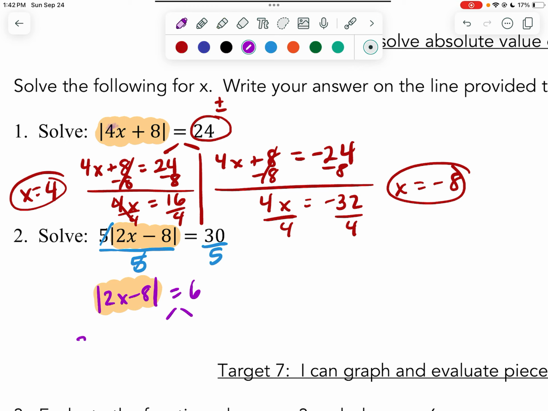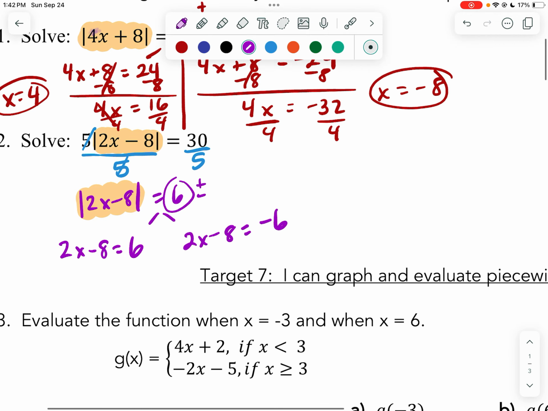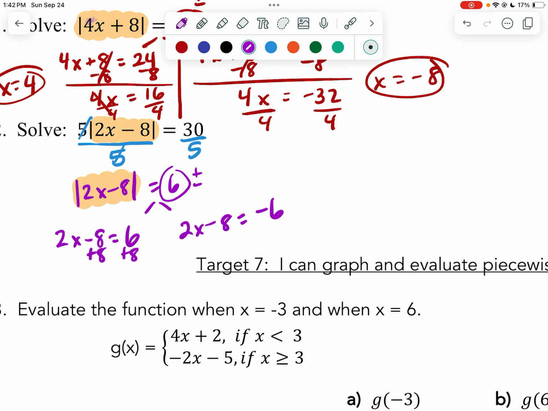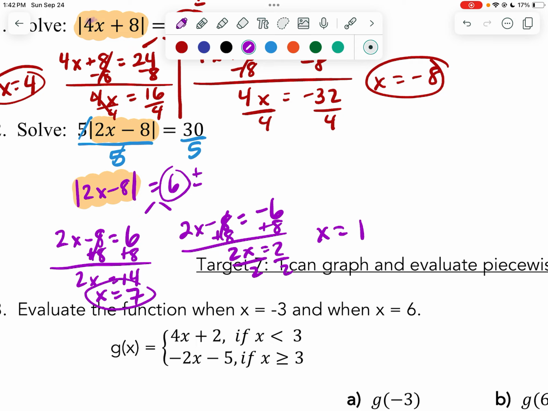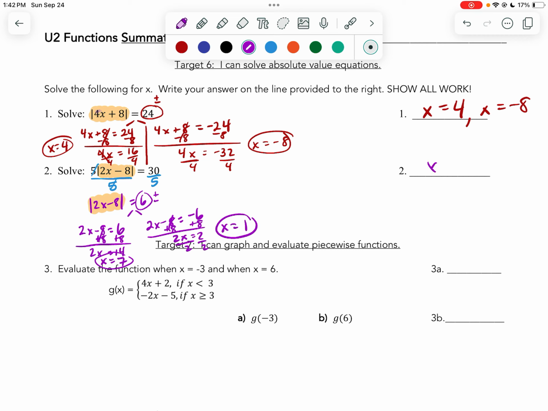So now you can make your two equations. So we keep the inside the same for both. But then the other side, it's one positive, one negative. So 6 and negative 6. And then again, same steps. So 2x equals 14, divide by 2. So we get 7 for one answer. By 2, and we should get 1 for the other answer. Okay, and then again, it doesn't matter what order you write these in, but those are your two. So anything on the outside of an absolute value expression, you have to get rid of that first.